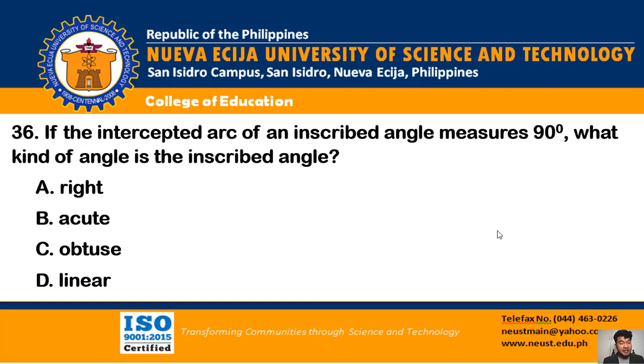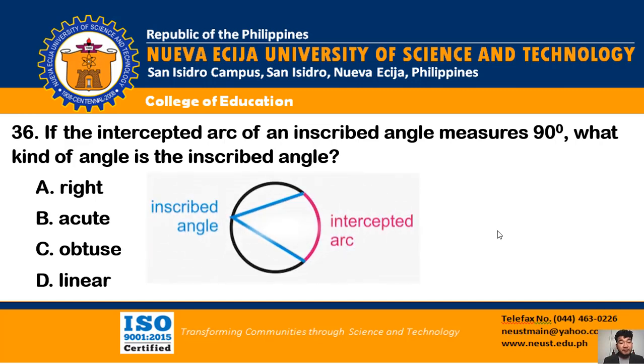inscribed angle? This time we have the inscribed angle. What is an inscribed angle all about? Okay, here's an inscribed angle. An inscribed angle is an angle formed by two chords of the circle. They formed an angle here. Then that is what we call an inscribed angle. And this arc is the intercepted arc of the inscribed angle.